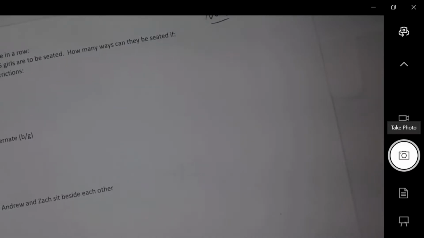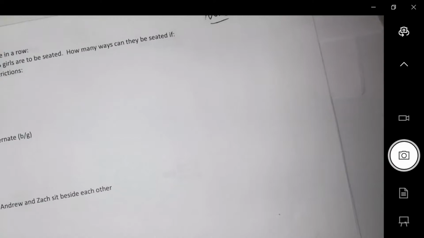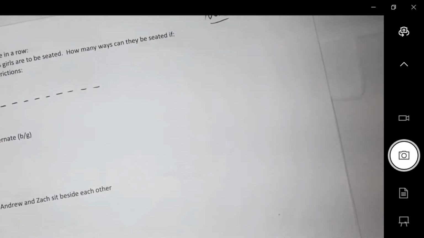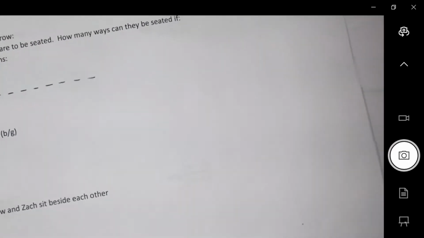5 boys and 5 girls are to be seated. How many ways can you seat them if there's no restrictions? So I'm going to put them into 10 chairs. Let's say they're watching a concert and I'm going to put them into 10 chairs. It doesn't matter. There's no restrictions.